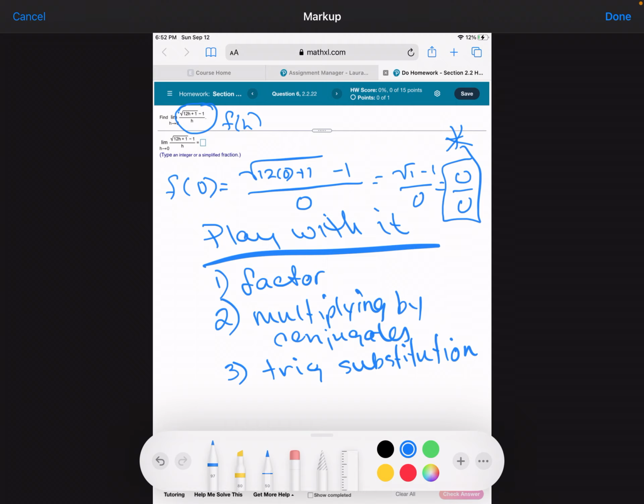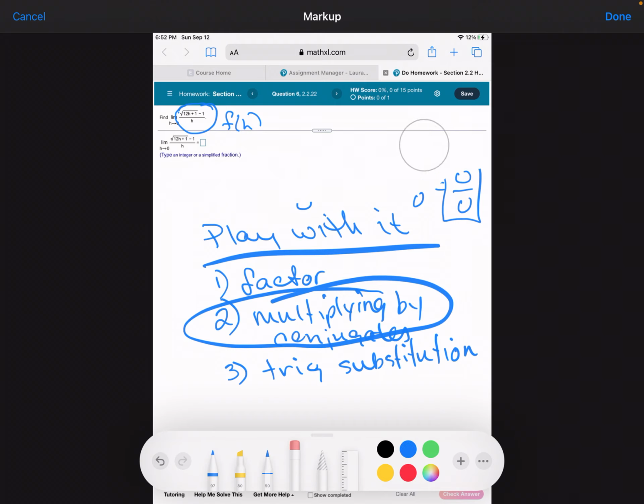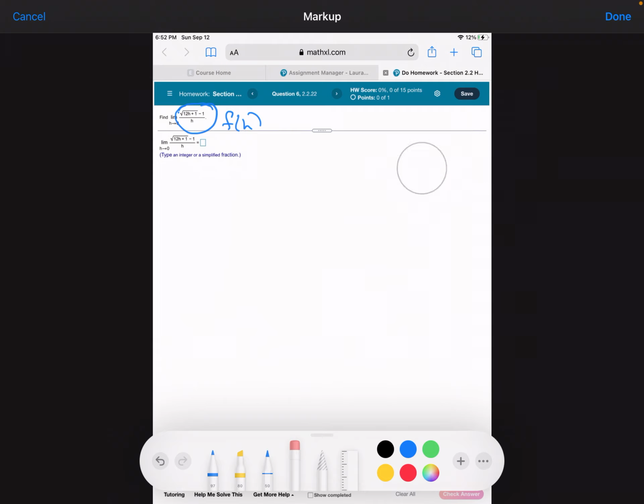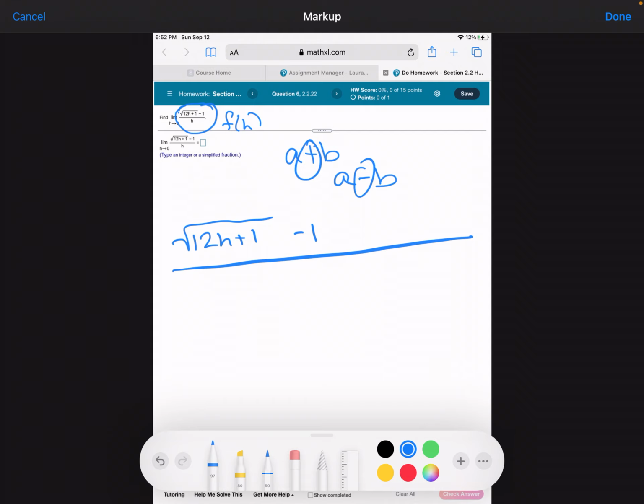I swear there's another one that I'm not thinking of right now. But anyway, this one has a square root, so you should think, let's multiply by the conjugate. Remember, the conjugate of a plus b is a minus b. You just change the middle sign, and you do that with the one that has the square root in it. So we have the square root of 12h plus 1, minus 1, divided by h.